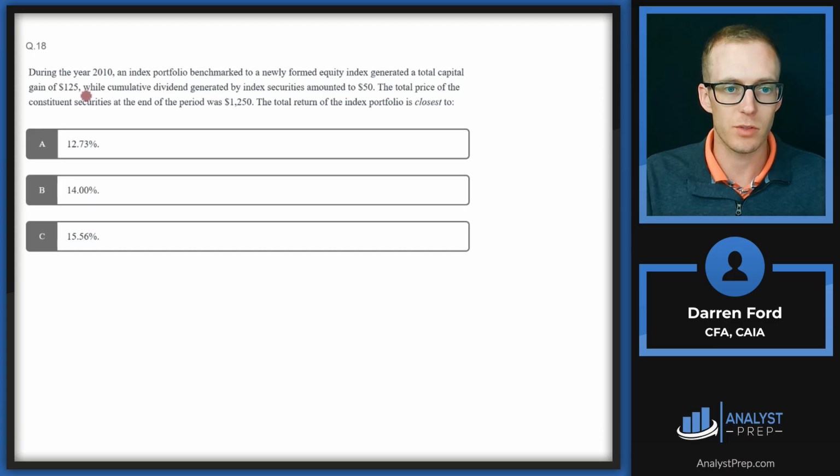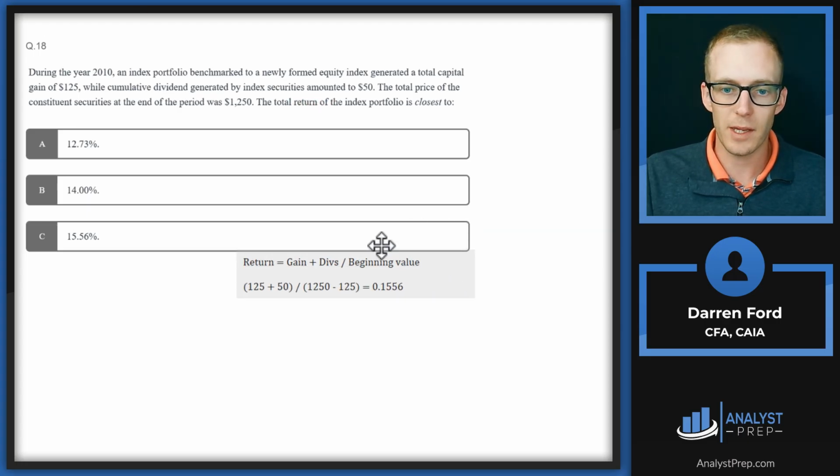During the year 2010, an index portfolio benchmarked to a newly formed equity index generated a total capital gain of 125, while cumulative dividend generated by index securities amounted to 50. The total price of the constituent securities at the end of the period was 1250. The total return of the index portfolio is closest to. Let's bring in our formula here.